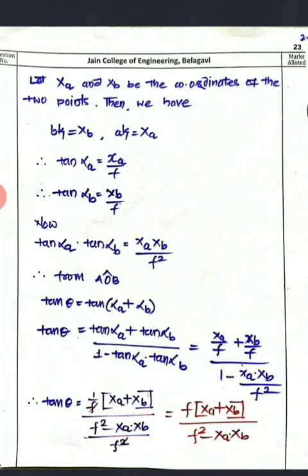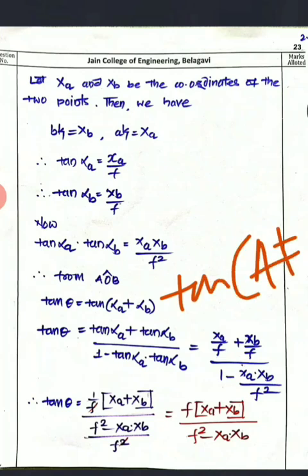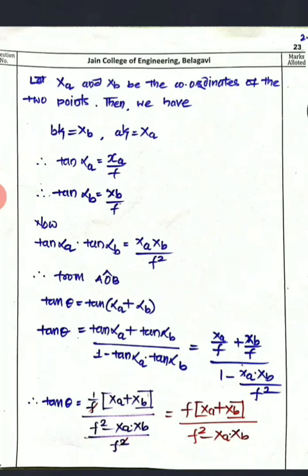Now from angle AOB, what you will be having is tan theta, as I said that theta is equal to alpha A plus alpha B, so tan theta is equal to tan of alpha A plus alpha B. Then tan theta, if you expand it, see here, tan A plus B, how are you going to expand it? Tan A plus B is equal to tan A plus tan B divided by 1 minus tan A tan B.